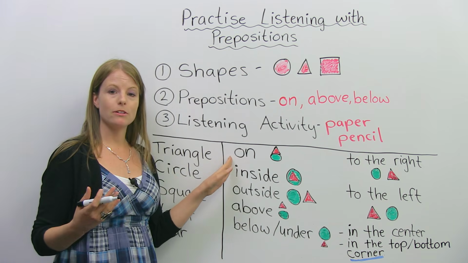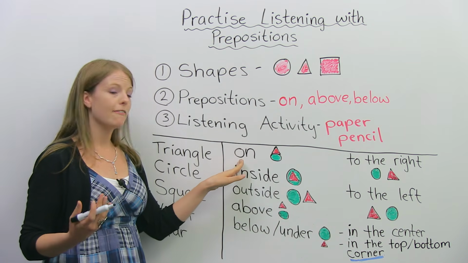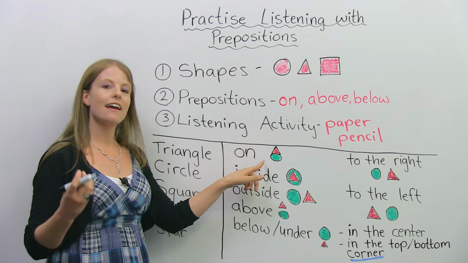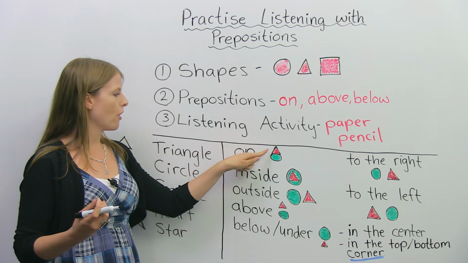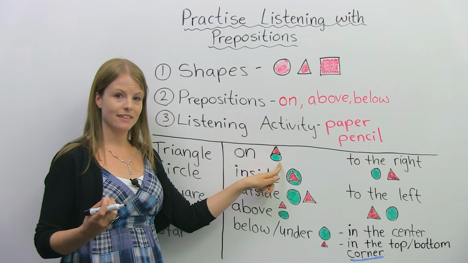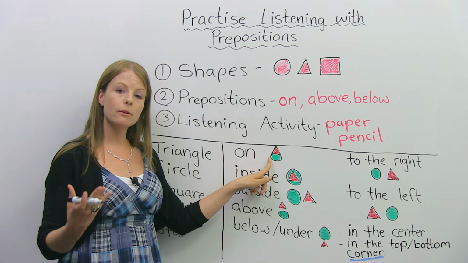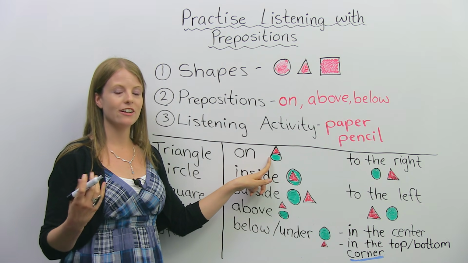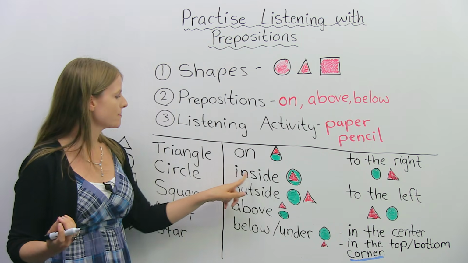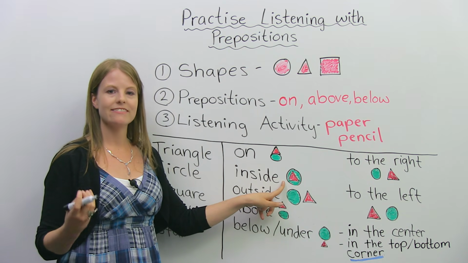So, for example, I have here our triangle and our circle, and I have the preposition on. So if we look at this, I could say there is a triangle on a circle. So there is a triangle on a circle. So we will be using the preposition on later in our listening activity. We also have inside. There is a triangle inside a circle.